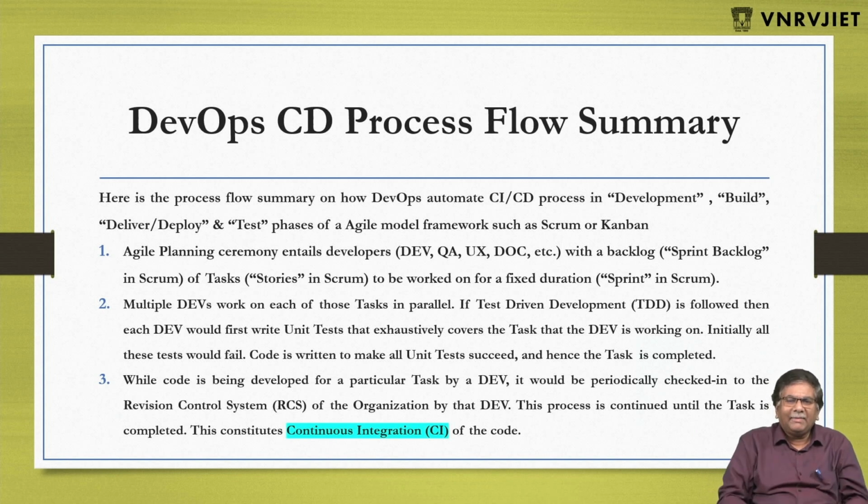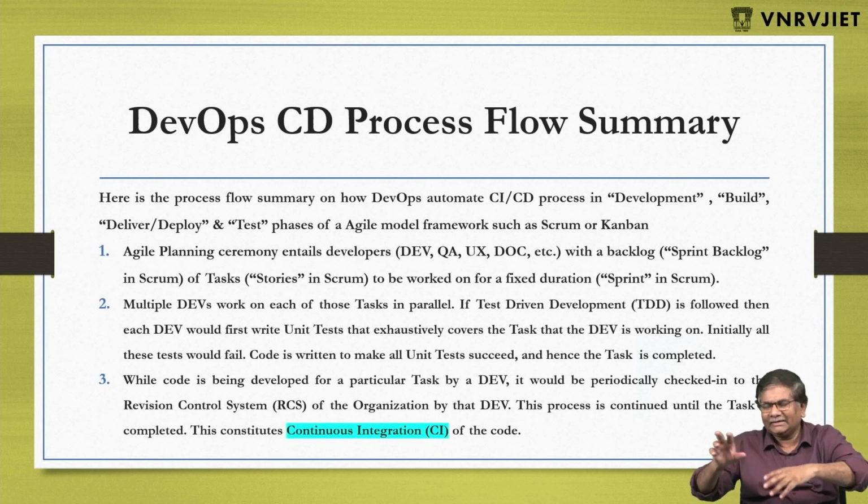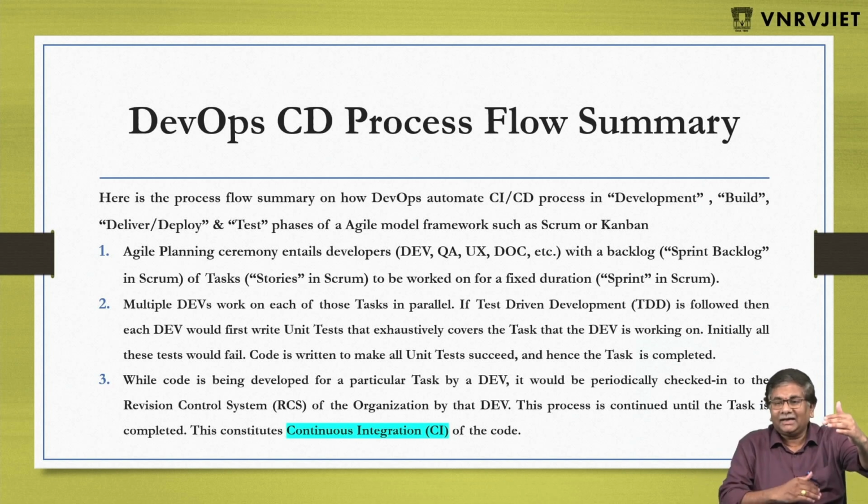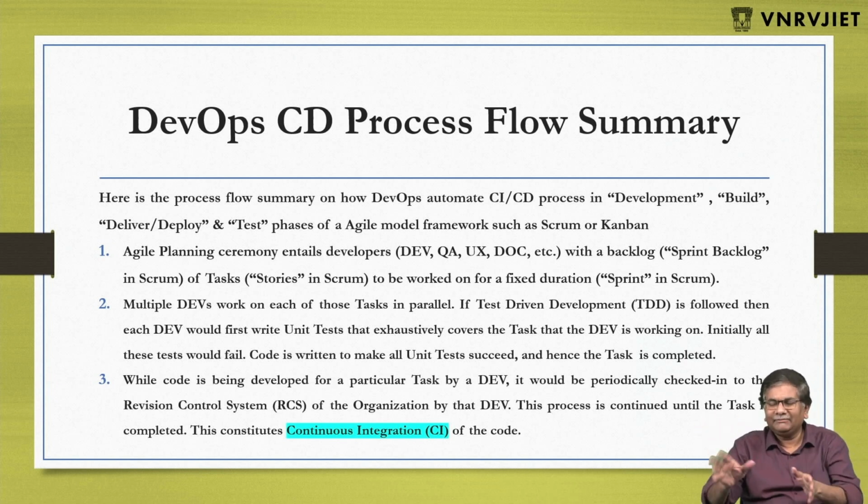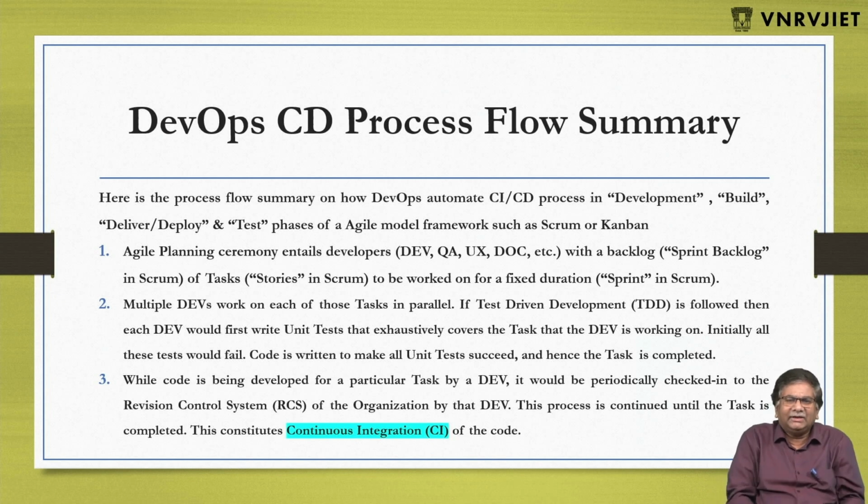The second step is multiple devs work on each of those tasks in parallel. Let's say there are 5 tasks and 5 developers. Each developer will take one task. Let's say there are 10 tasks and 5 developers. 5 developers will take 5 tasks at a time. Then once they are done, they will take another 5 tasks. It's a combination of things, right? So multiple devs work on each of these tasks in parallel.